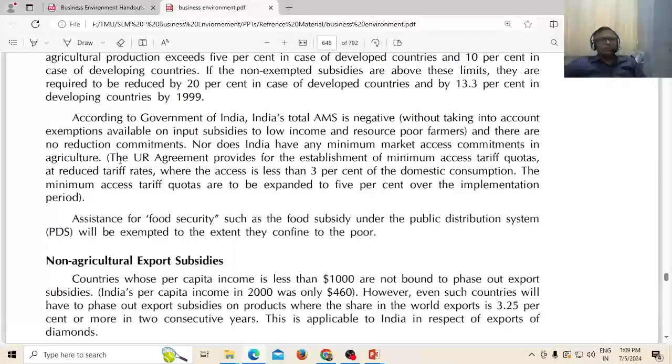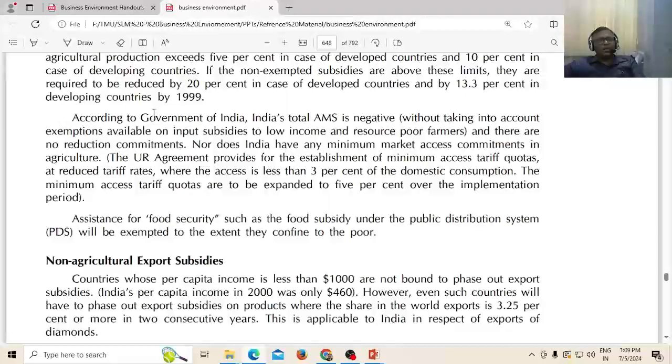Thus, according to the Government of India, total AMS is negative without taking into account the exemptions available on the input subsidies to the low income and resource poor farmers, and there are no reduction commitments. Nor does India have a minimum market access commitment in agriculture.